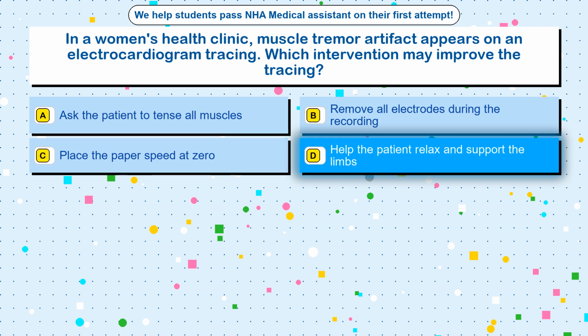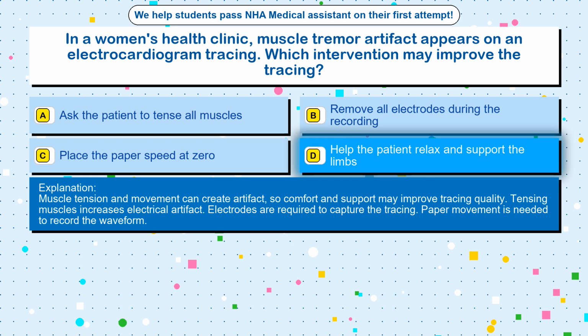The correct answer is option D. Help the patient relax and support the limbs. Muscle tension and movement can create artifact, so comfort and support may improve tracing quality. Tensing muscles increases electrical artifact. Electrodes are required to capture the tracing. Paper movement is needed to record the waveform.